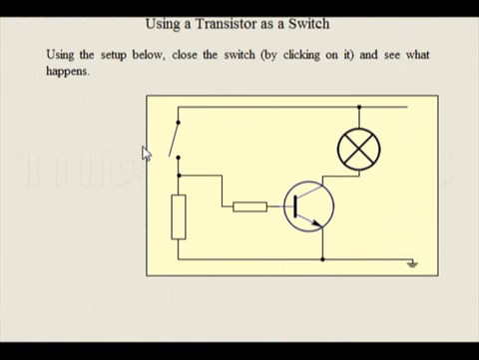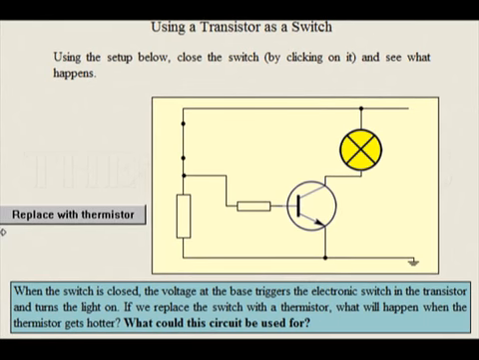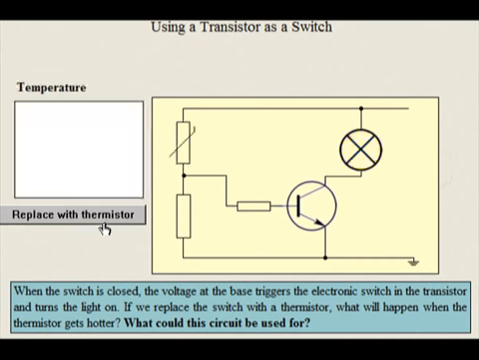Using a transistor as a switch. Using the setup below, close the switch and see what happens. When the switch is closed, the voltage at the base triggers the electronic switch in the transistor and turns the light on. If we replace the switch with a thermistor, what will happen when the thermistor gets hotter? What could this circuit be used for?